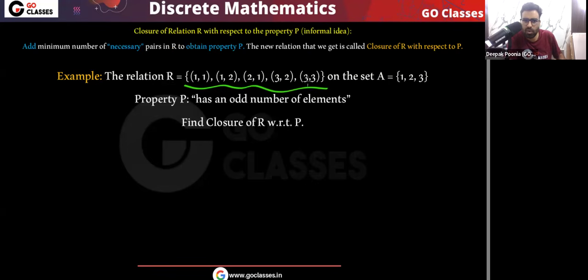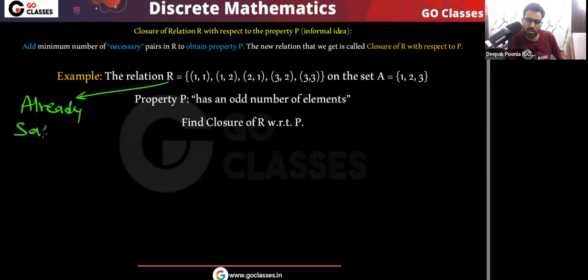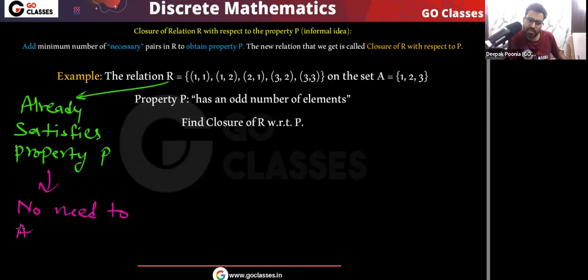Notice one thing, this relation already satisfies this property P. Because this relation already satisfies property P, there is no need to add anything to obtain property P.